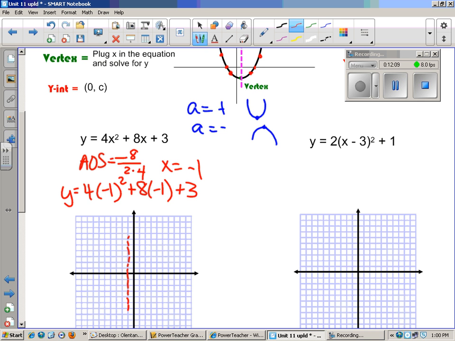Okay? According to order of operations, what am I going to do first? Exponents or multiply? Exponents. So negative 1 squared is 1, times 4 is 4, plus 8 times negative 1, negative 8, plus 3. So that's 4 plus negative 8 is negative 4. Negative 4 plus 3 is negative 1. So my y is negative 1. My x is negative 1. It won't always be the same. That would just work out that way. So my vertex is at negative 1, negative 1.